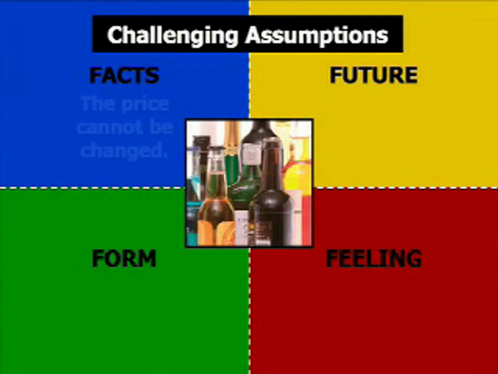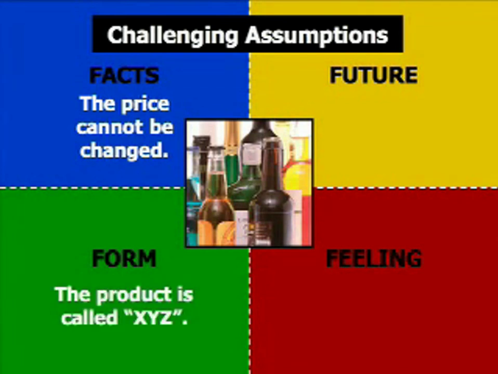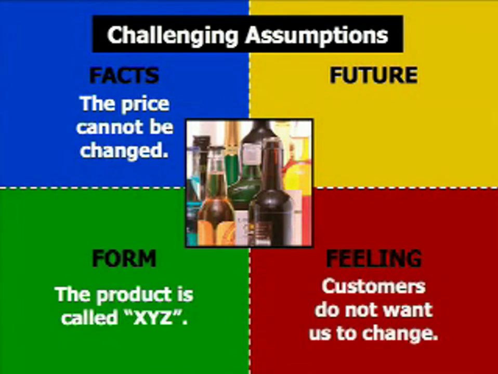In the blue quadrant, a truth was, well, we can't really change the price. In the green quadrant, well, a truth that we believe to be is that the product is called this. This is true. In the red quadrant, our customers do not want us to change. That was a truth that they held. And in the yellow quadrant, our current brand image is what makes our success, so maybe we need to stick with that.